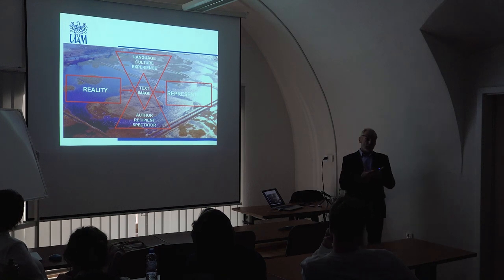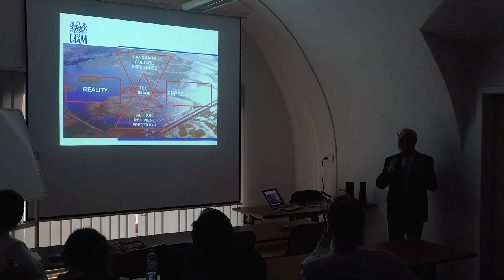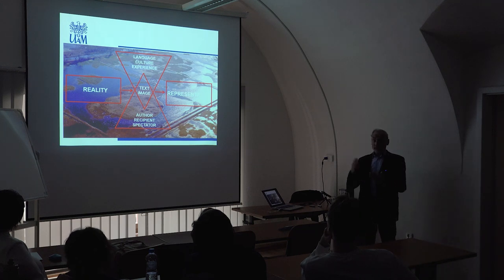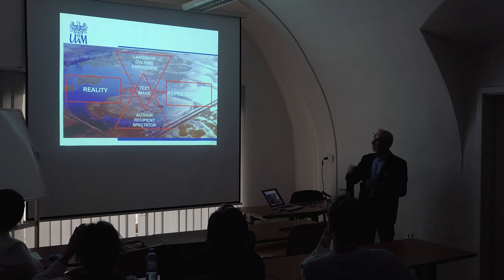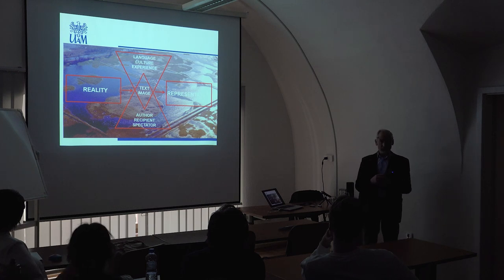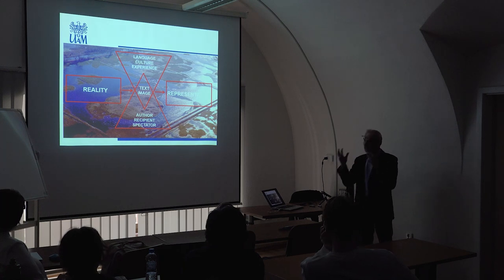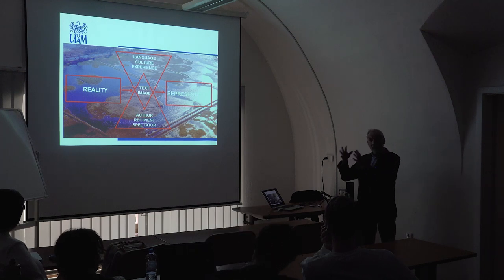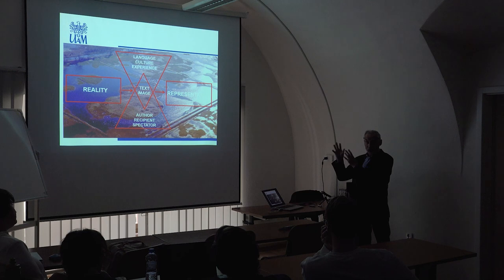So looking at the whole process between reality and a photograph as a representation of the world, there are so many aspects like language, culture, experience, text, image, author, recipient, and the spectator, who is just the person looking at it, right? So very, very complex problems between the reality and creating a representation. I am not talking about interpretation of the representation, which is even further, right?